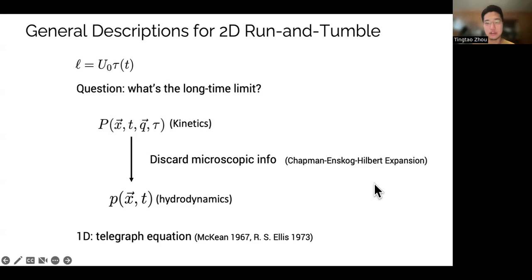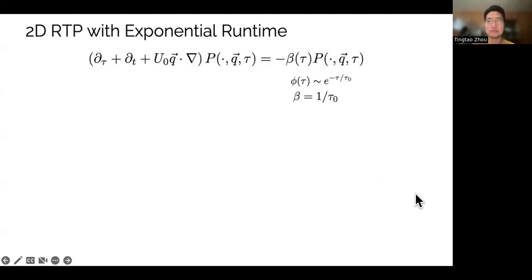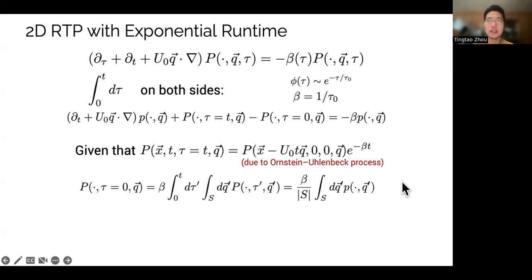There is a classical framework to renormalize these equations to arrive at the so-called hydrodynamic equations, where we don't really know the orientation and the survival time. That's the so-called Hilbert expansion technique. If we apply that to the run-and-tumble particles with exponential runtime, basically we try to get rid of the tau and Q variables.